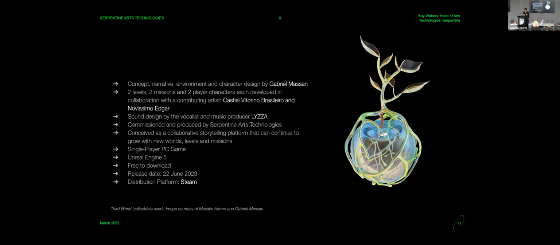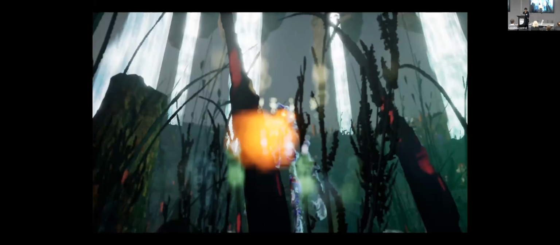I say that to celebrate all of those people who've been involved within the team. It's not just curators who make this happen. And it's all available for free. Here are some images from the game. These are from cutscenes.